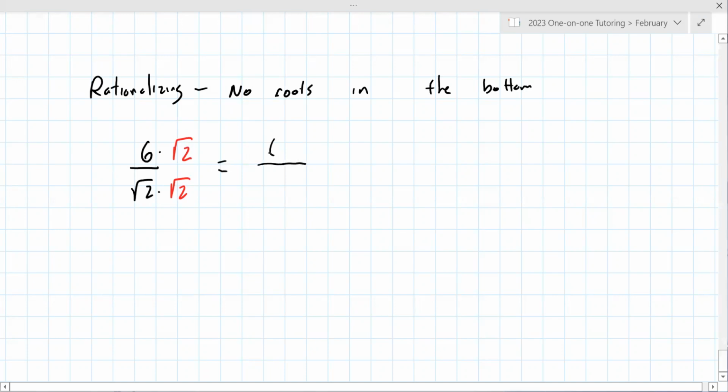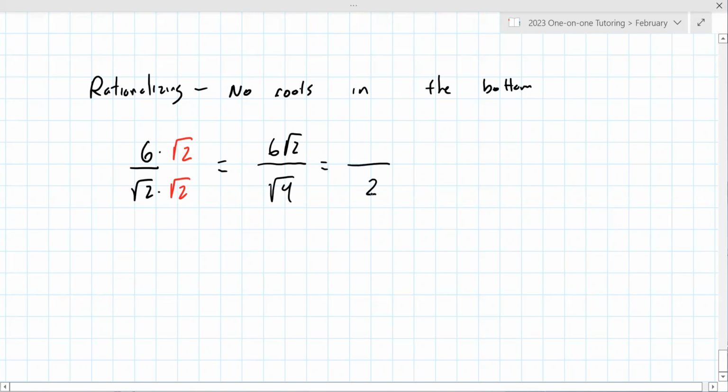What is the bottom? What is the square root of 2 times the square root of 2? I'm just asking for the bottom. It's the square root of 4, which is 2.